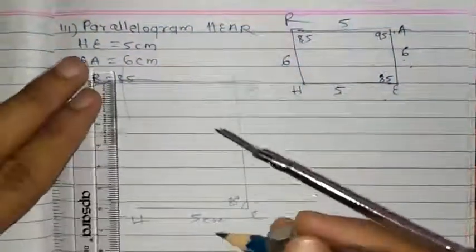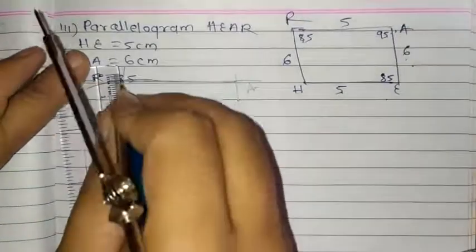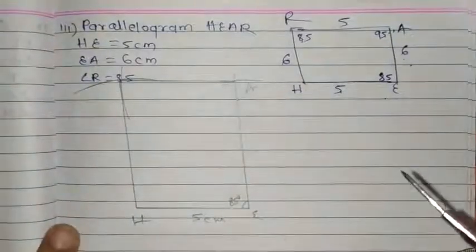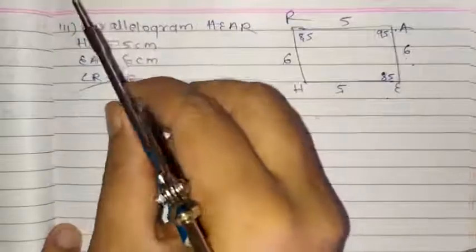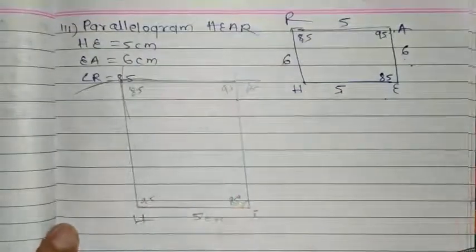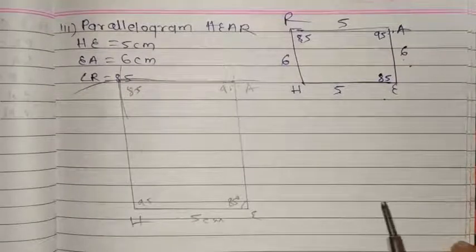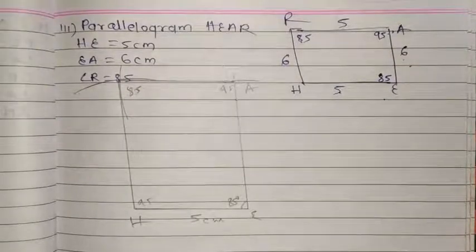Now you can join this one also. We are clearly getting 2 points. So it is exactly a parallelogram. This will be 85 and it will be indirectly 95. So that is the parallelogram. So it was quite simple. Now we move to the next part.